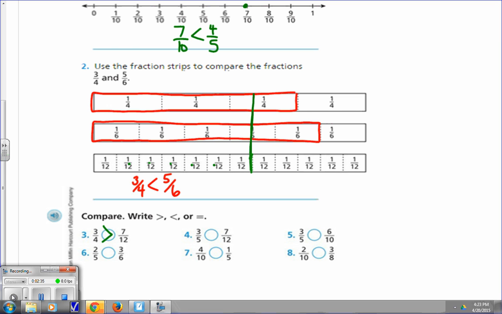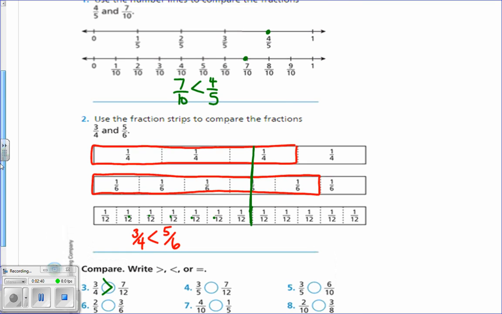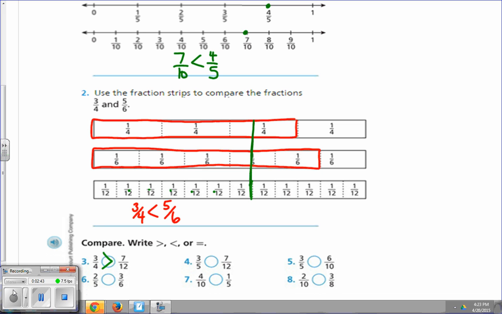I can use 2/5 and 3/6 by looking at my fraction tiles. So your eyes kind of have to wander to the top of your page. You can see that 2/5 is here, and that would make it smaller than 3/6. The 3/6 would be bigger. 3/5 and 7/12. Here's 3/5 up here. 1, 2, 3, 4, 5, 6, 7. So 3/5 is less than 7/12.